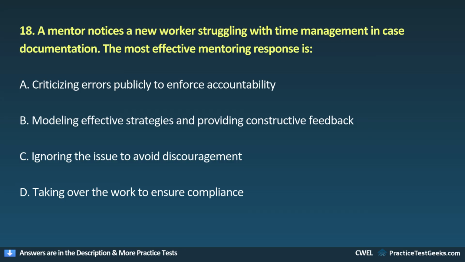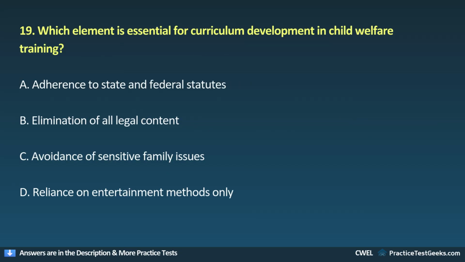18. A mentor notices a new worker struggling with time management in case documentation. The most effective mentoring response is A. Criticizing errors publicly to enforce accountability. B. Modeling effective strategies and providing constructive feedback. C. Ignoring the issue to avoid discouragement. D. Taking over the work to ensure compliance.